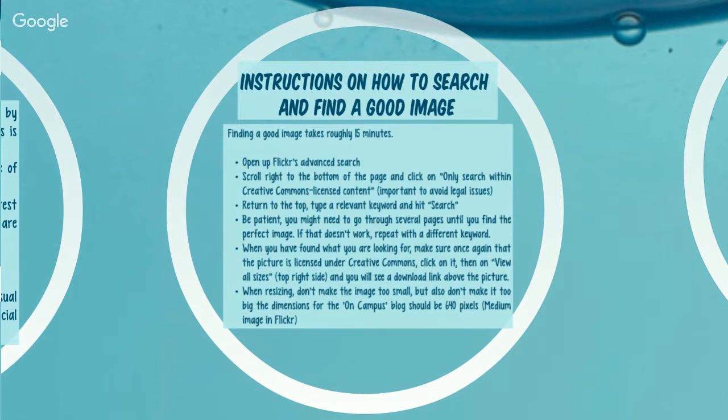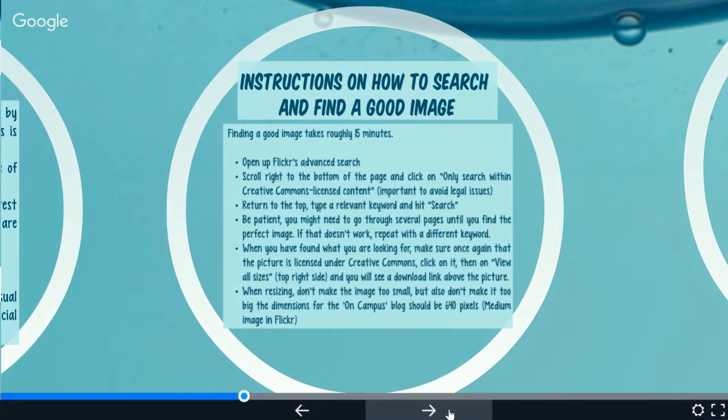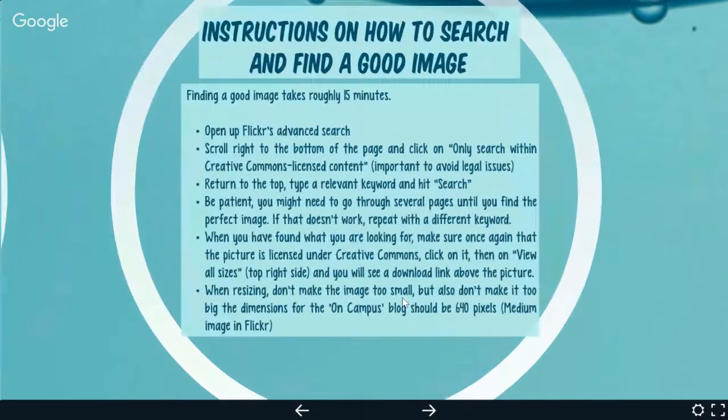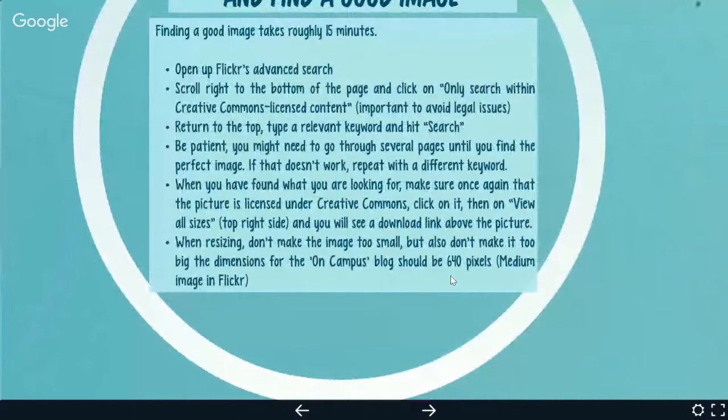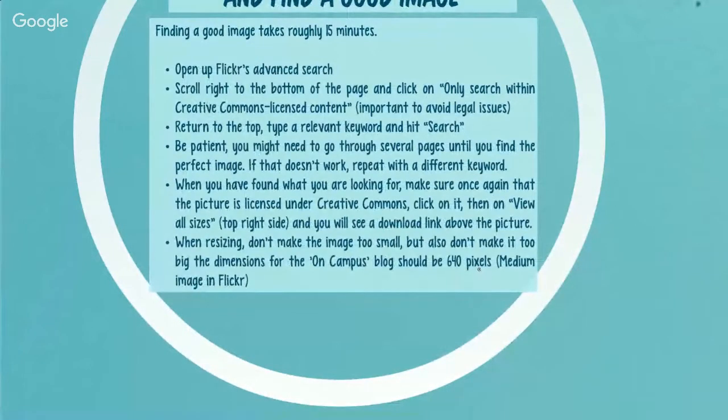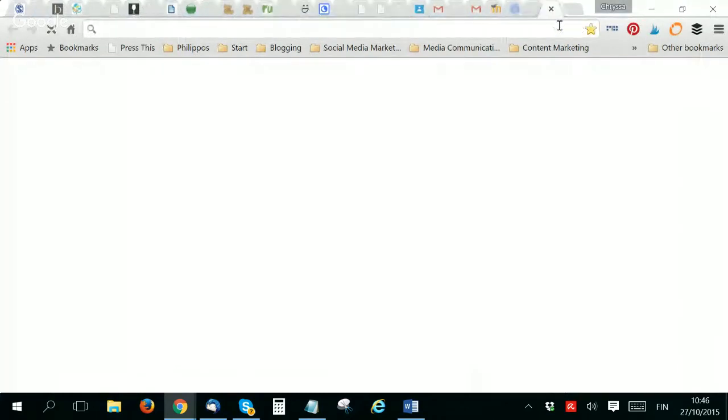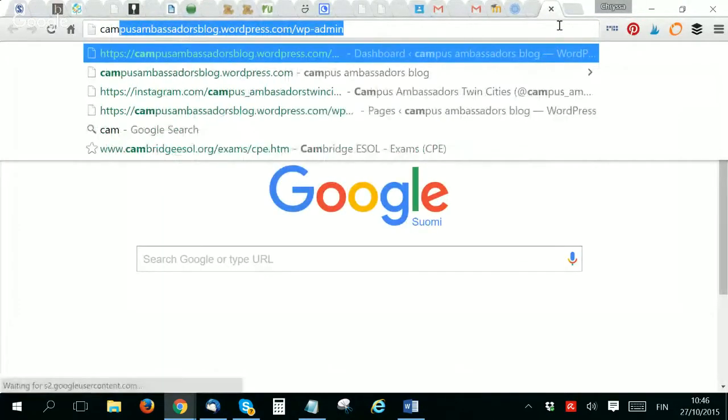So there are different instructions. Once you go to flickr.com/Creative Commons 2.0, you'll find it there. And my recommendation for the on-campus blog, as you can see here, is that it would be great if the picture is 640 pixels at least, or if I can show you here on our blog.